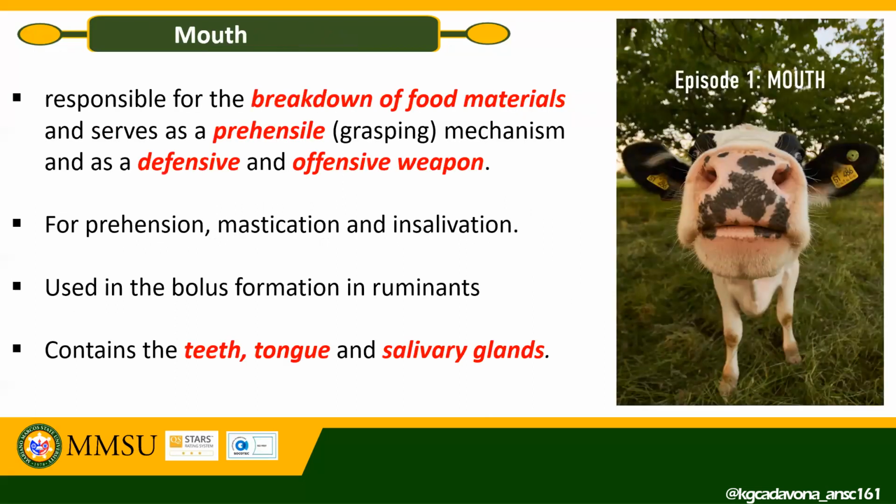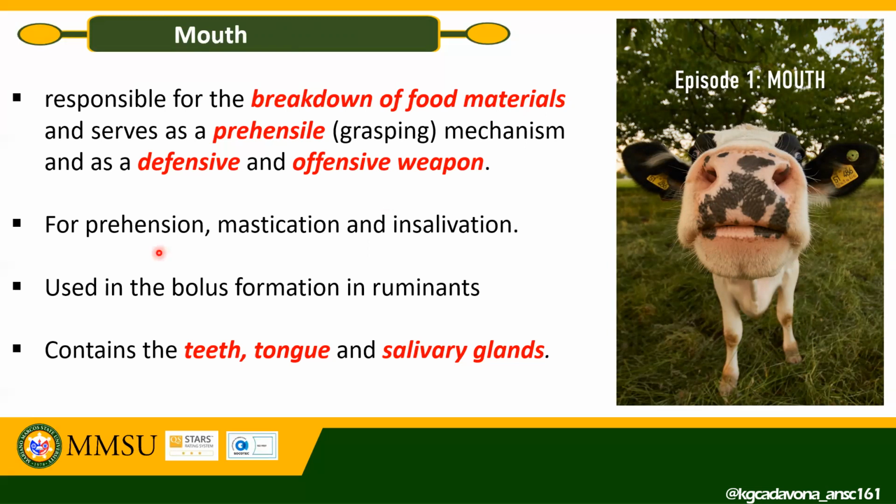First, we have the mouth, which is responsible for the breakdown of food materials and serves as a prehensile or grasping mechanism and as a defensive and offensive weapon. Meaning the mouth is used primarily for holding, for grinding, and of course for mixing the food with saliva, but may also be used to manipulate the environment through grasping of objects and as a defensive and offensive weapon against their predators if there are some. Definitely the mouth is considered the beginning of the digestive system.